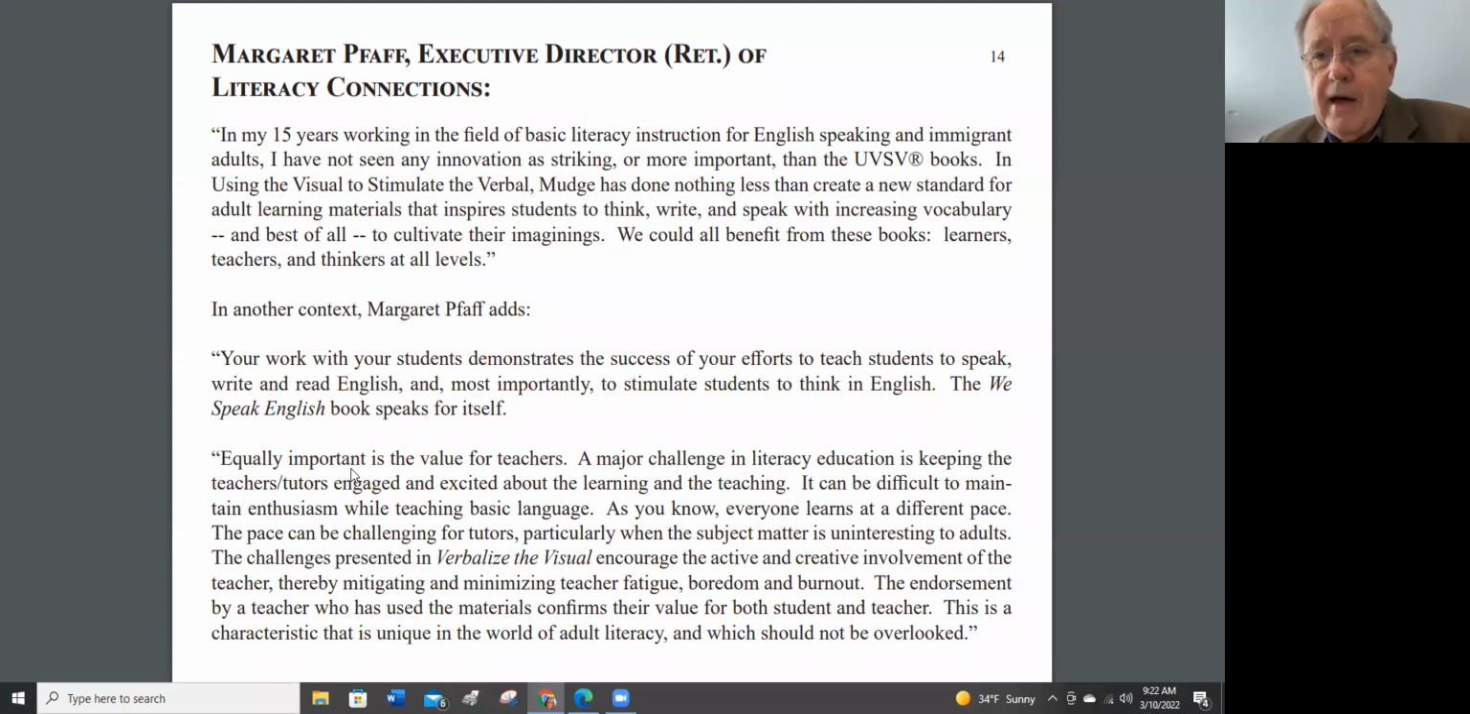Margaret Pfaff adds, "Your work with your students demonstrates the success of your efforts to teach students to speak, write, and read English, and most importantly, to stimulate students to think in English. The We Speak English book speaks for itself.